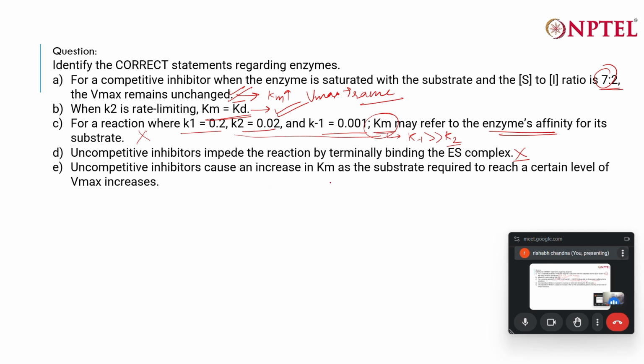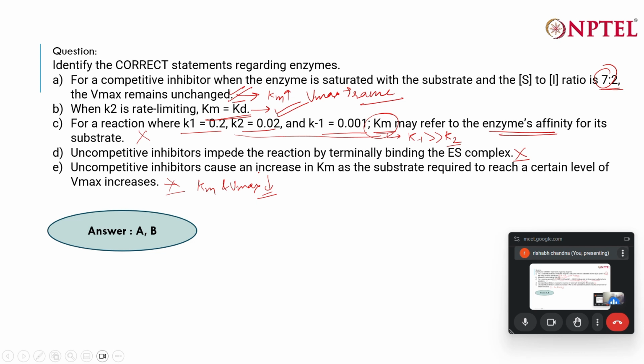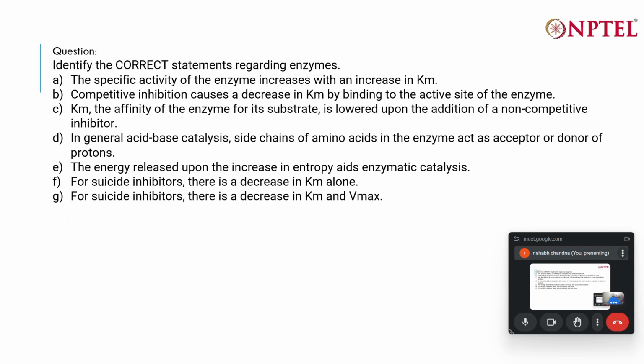Uncompetitive inhibitors may increase the Km as the substrate required to reach a certain level by Vmax increases. No, this is also not correct because both Km and Vmax are reduced in case of an uncompetitive inhibitor reaction. Okay, so the correct answer is A and B are the correct statements. The rest of these statements are false. Okay, so let's move on to the next question.